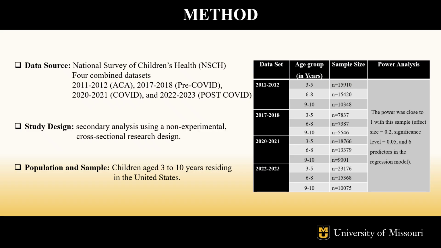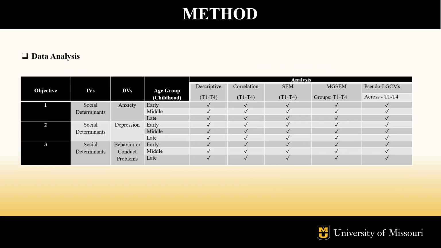This is a secondary analysis used in a non-experimental cross-sectional research design. The study population includes children aged 3 to 10 years residing in the United States. The study follows a comprehensive data analysis process. The independent variables are the social determinants of health, and the dependent variables are anxiety, depression, and behavioral or conduct problems. As mentioned earlier, the study includes 4 time points: the Affordable Care Act period, pre-COVID period, during COVID, and post-COVID periods.